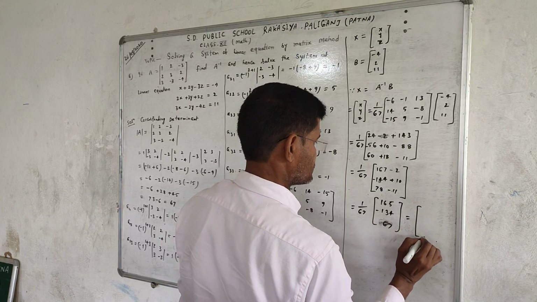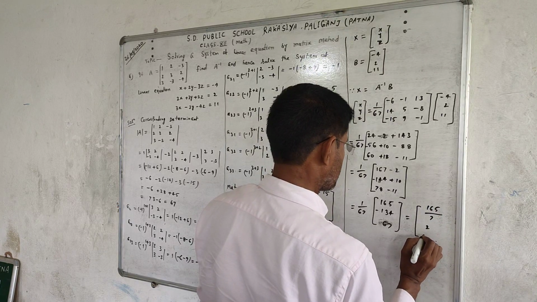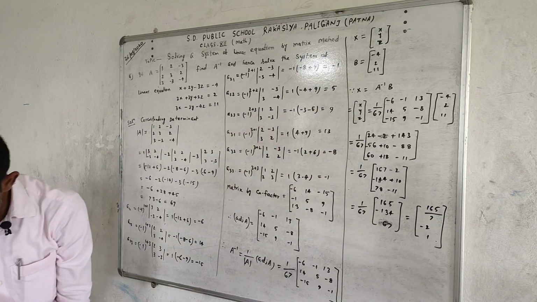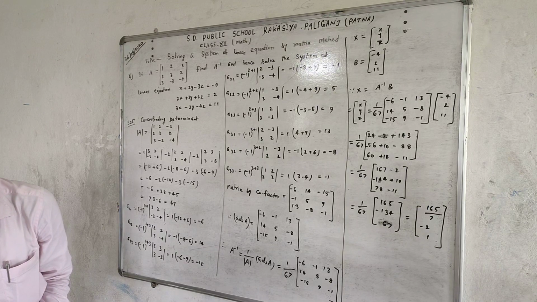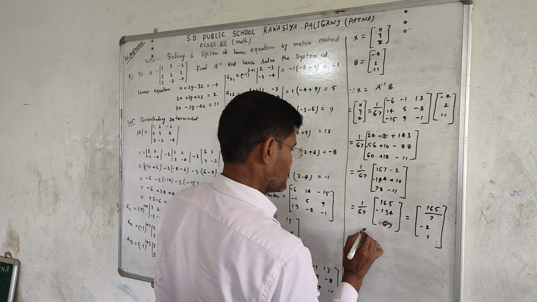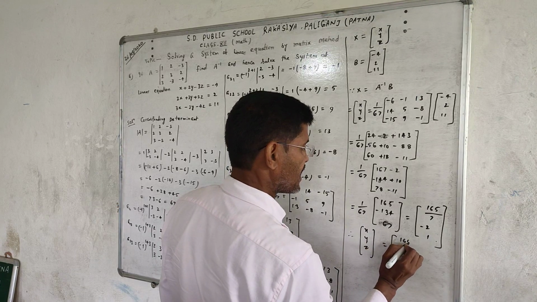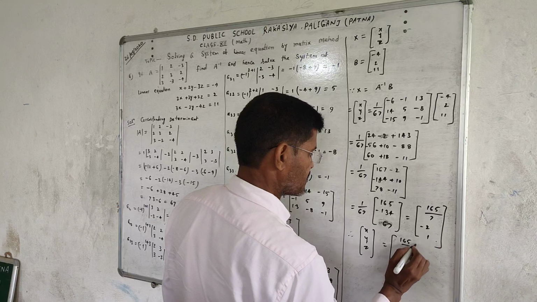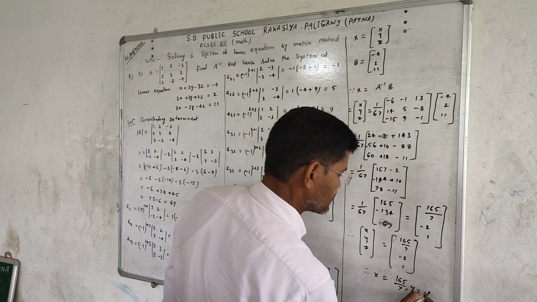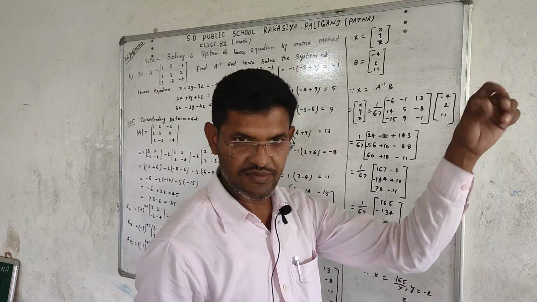It is equal to 165 by 67, -2 and 1. Hence X, Y, Z is equal to 165 by 67, -2 and 1. Therefore, X is equal to 165 by 67, Y is equal to -2 and Z is equal to 1. This is the answer and the solution of this system of equations.